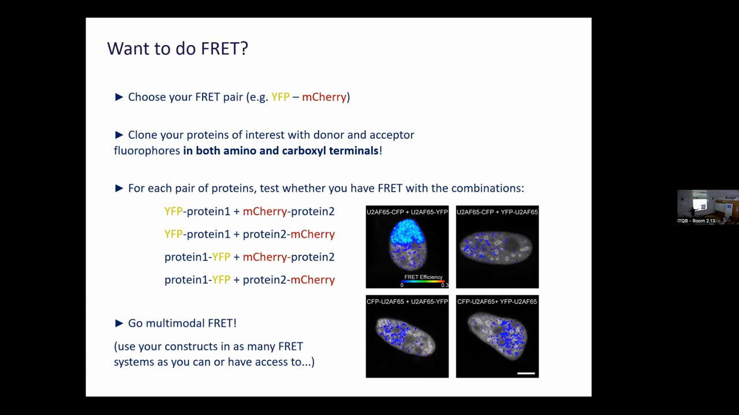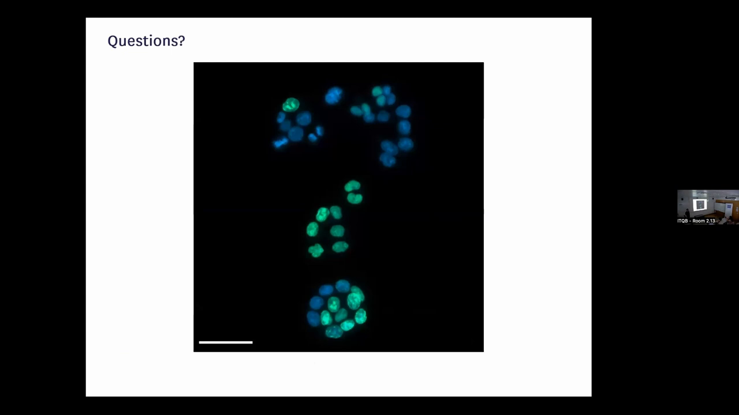So FRET with fluorescent labeled antibodies can be tricky. The size of the antibodies themselves could bring the fluorophores further apart than the actual epitopes that you're labeling. But if you do see a FRET signal, then you are most likely looking at a molecular interaction. That's it. Any questions?